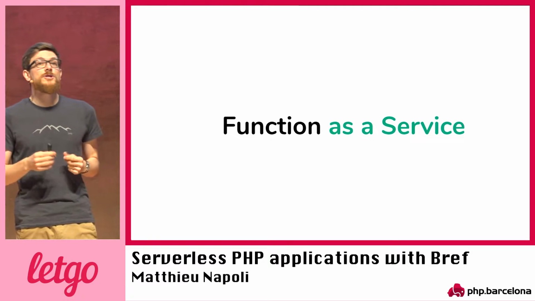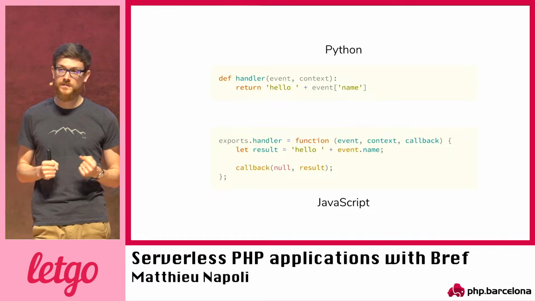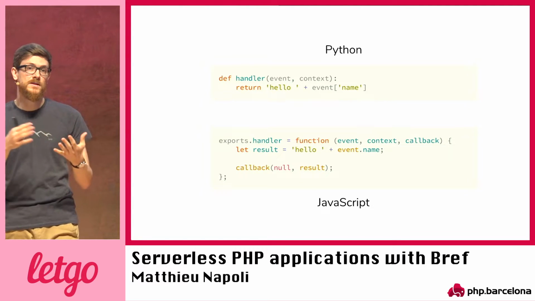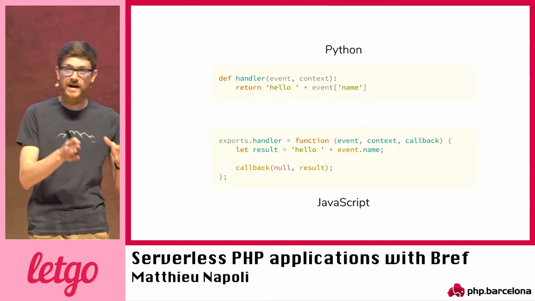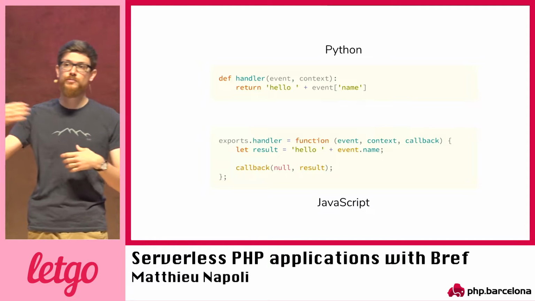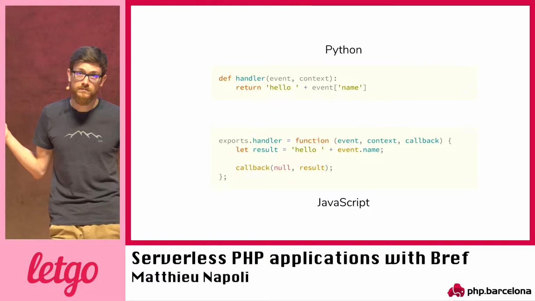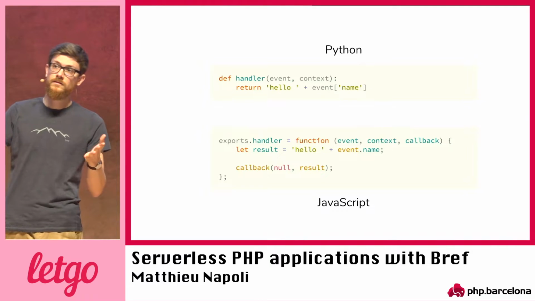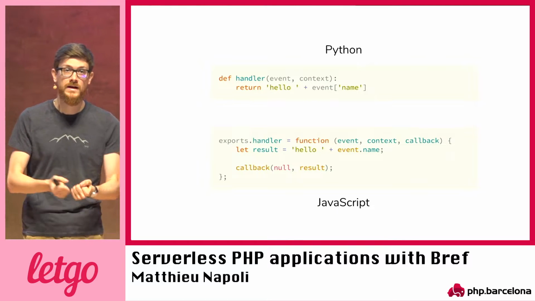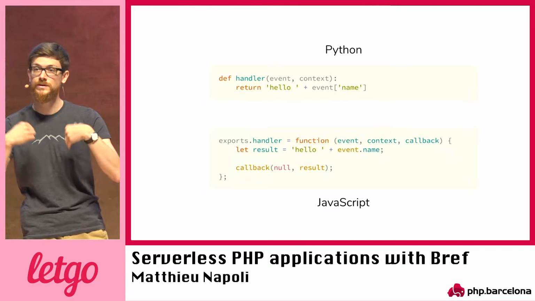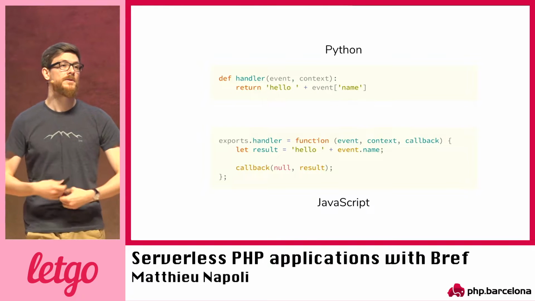So what is exactly function as a service? Here are a few examples, two examples in Python and in JavaScript of AWS Lambda code. AWS Lambda is function as a service, or FaaS, for Amazon, but there are many providers. The thing is that they all look the same. It's a function that takes an event parameter. The event parameter describes the event that triggered the function, and the function can do anything and return a response. In JavaScript, there is a callback because that's JavaScript, but it's the same principle.